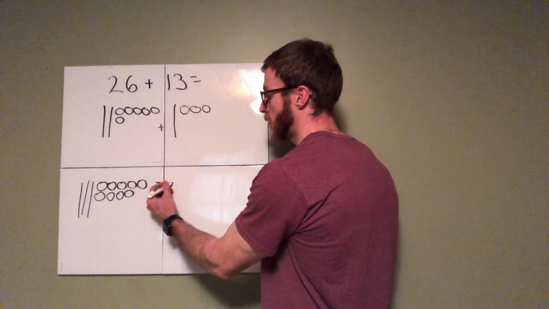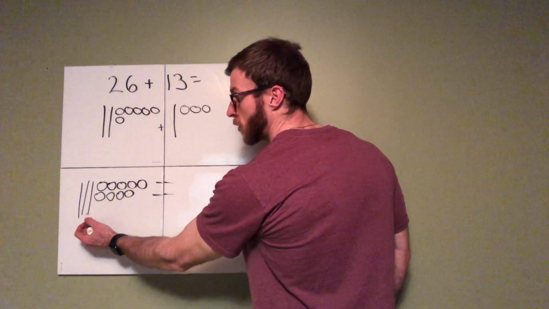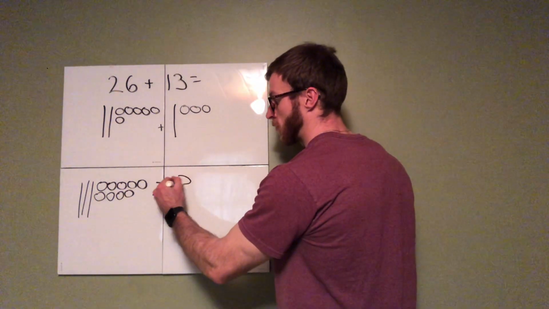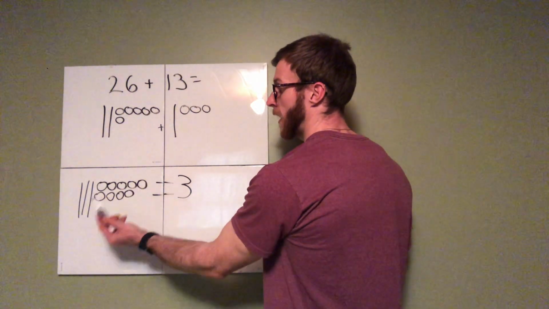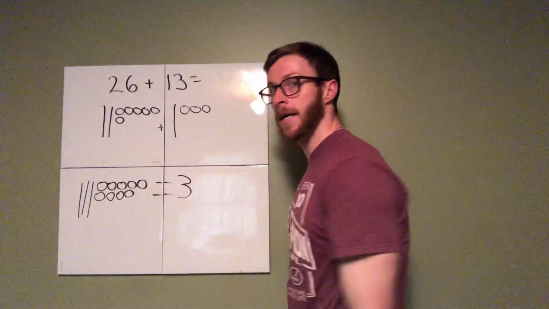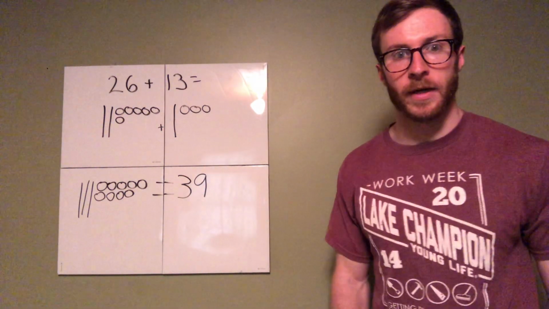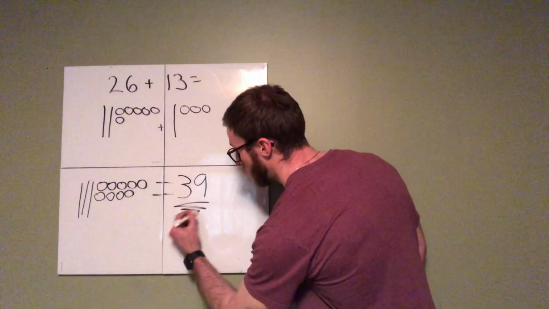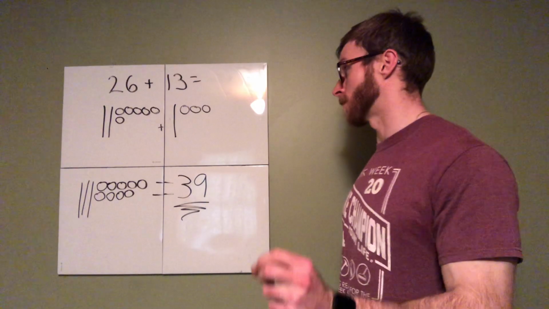Now I need to write it in number form. I have 1, 2, 3 tens, so a 3 goes in the tens place. And I have 1, 2, 3, 4, 5, 6, 7, 8, 9 ones. So a 9 goes in the ones place. So our answer is 39.